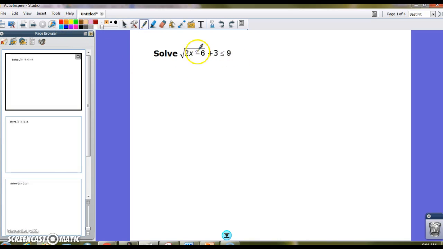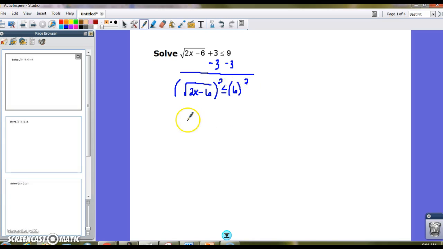Meaning that what I'm going to do is I want to get the radical by itself. So just like we did yesterday, I want to isolate the radical first. So I'm going to subtract 3 from both sides. I end up with the square root of 2x minus 6 is less than or equal to 6. And then just like yesterday, I'm going to square both sides to get rid of the radical. Okay, so square both sides. On the left here, I end up with 2x minus 6. And on the right, I end up with 36.